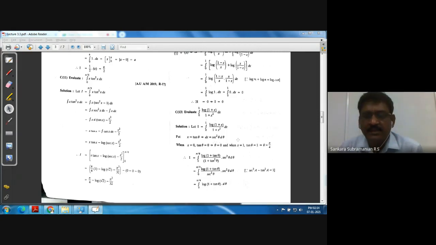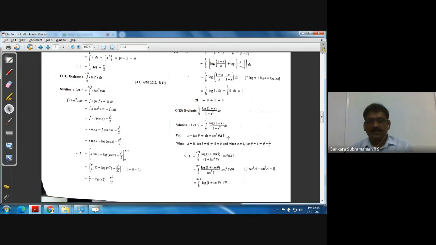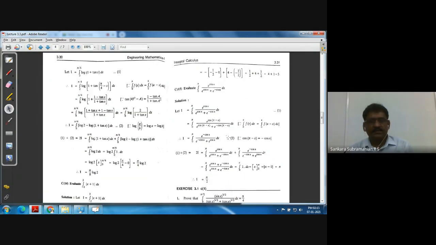dx can be written as secant square theta, and you can make log of 1 + tan theta d theta. Okay, and I think it's a very big problem, it seems to be, right, which cannot be solved now.